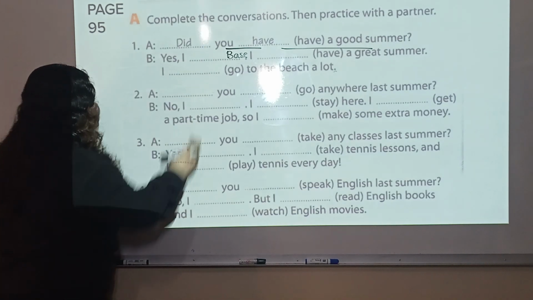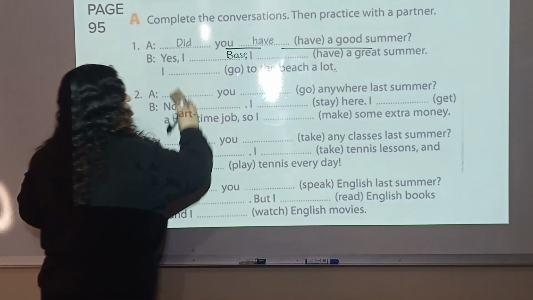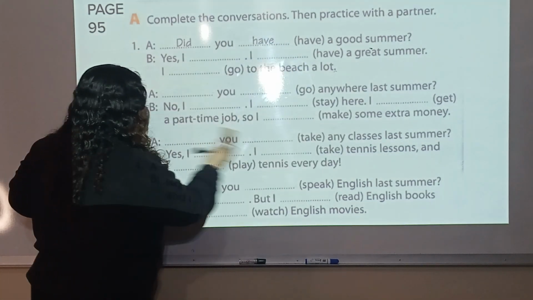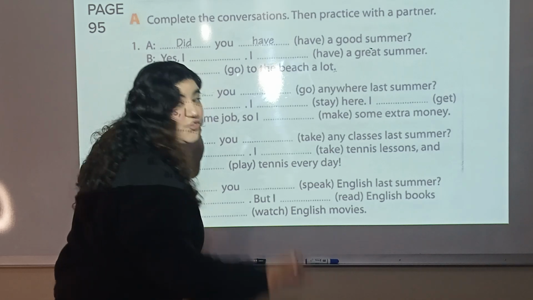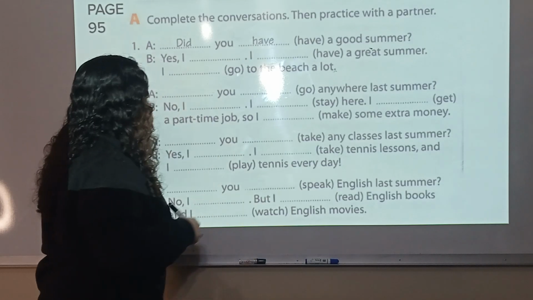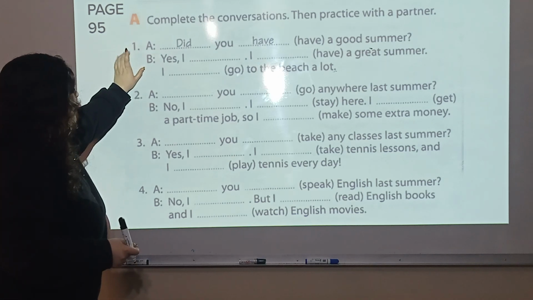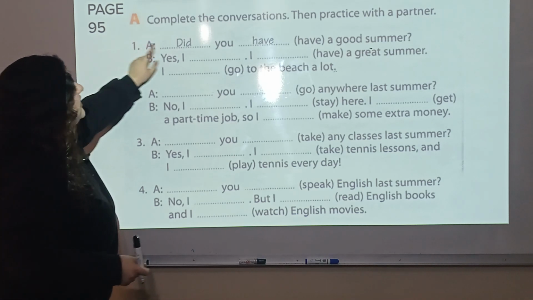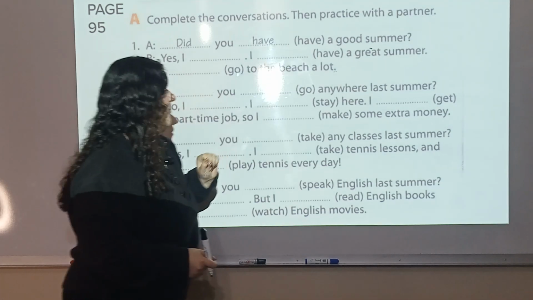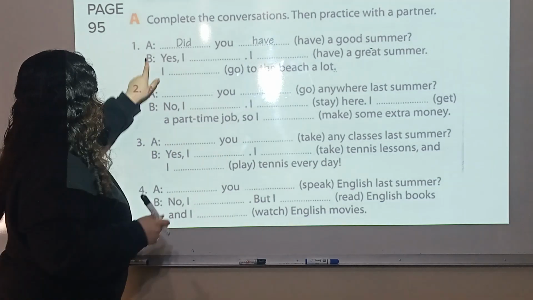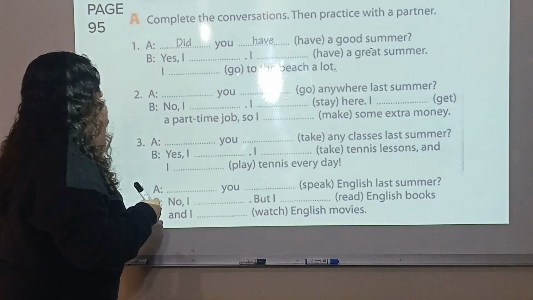So to practice, we're going to go to our books on page 95, and we're going to be completing these 4 mini conversations or interactions using the simple past. Try to solve it by yourself and then come back later to see the answers with me. So on exercise number 1, we have the question, did you have a good summer? They completed it for us, and we're going to be using the simple past to answer.